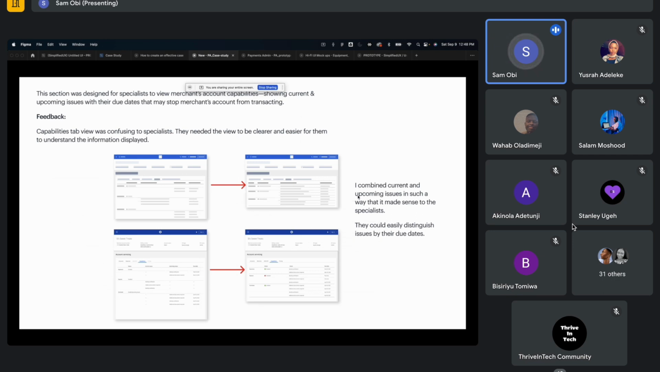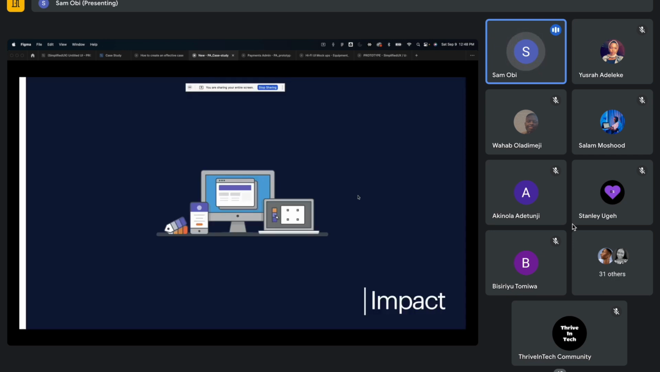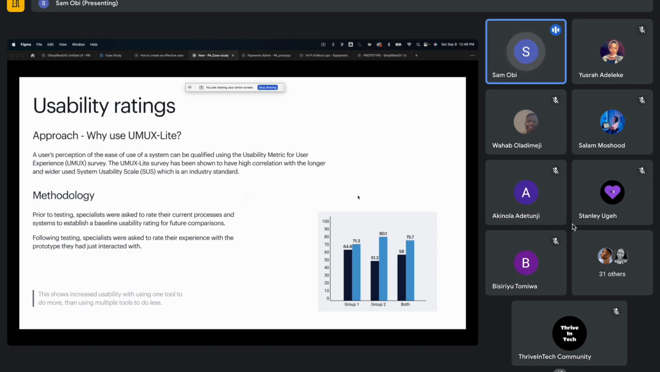And then we have some other constraints and feedback and all that. And then I went into the impact. You can see how short this case study is, but it shares a lot of information that will make somebody understand that, hey, this designer went through a lot of iterative process to ensure that the solution makes sense for whoever uses it. And then we had another usability score testing, and we were able to see that what we designed made more sense than what was being used, adding these different multiple tools together.